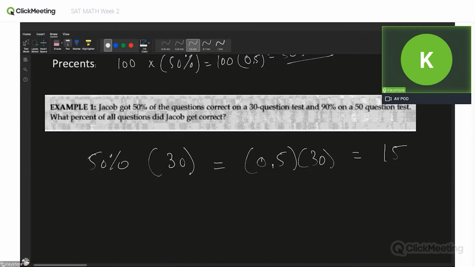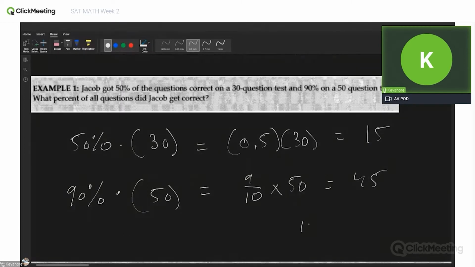And on the other test, on a 50 question test, he got 90% of them correct. So we just take 90% multiplied by 50 questions, and again, if I were to rewrite this as a fraction, it's the same thing as 90 over 100 or 9 over 10 times 50. And this gives us 45 questions. So in total, Jacob got 15 plus 45, which is equal to 60 questions correct.